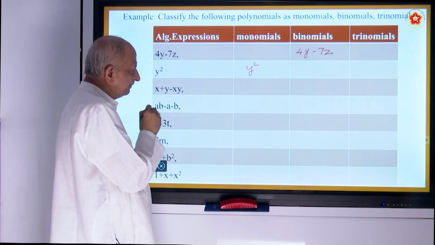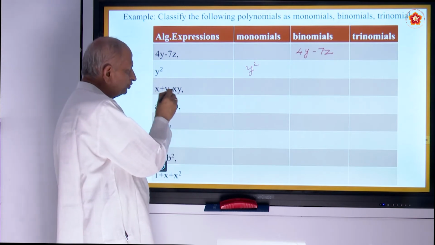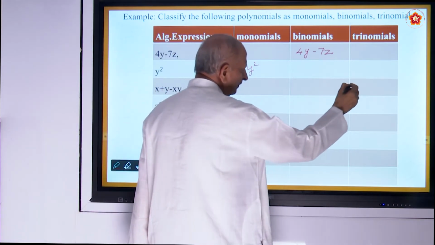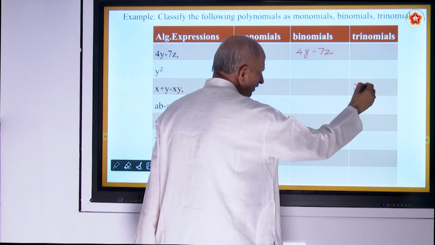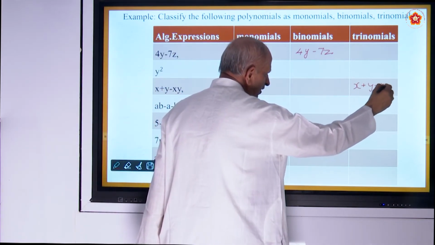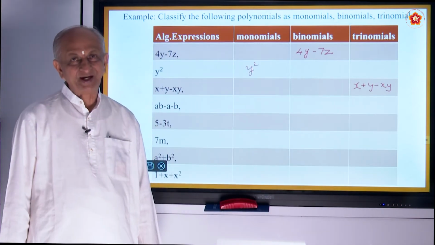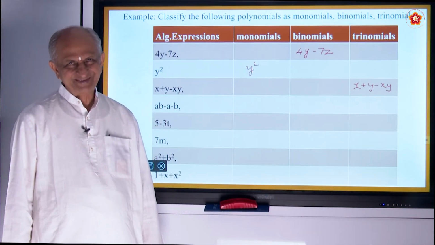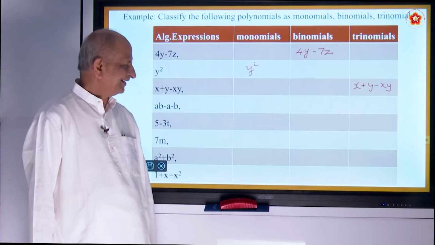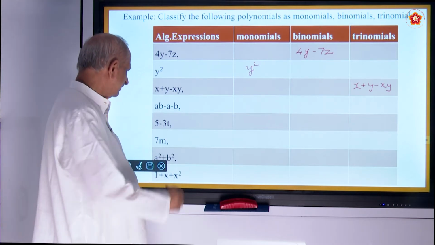x plus y minus xy. How many terms? 1, 2, 3. It comes under trinomial. What are x and y called? Terms. Correct? And coming to the next question.